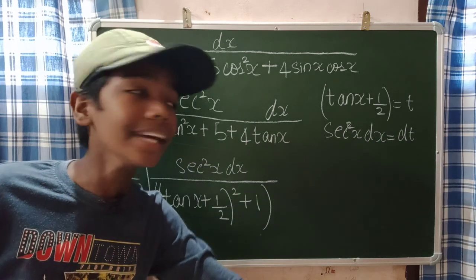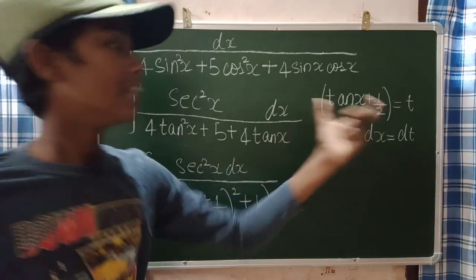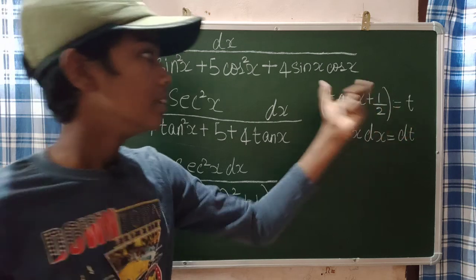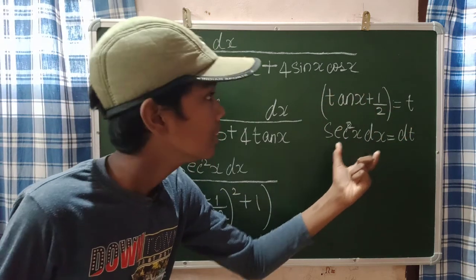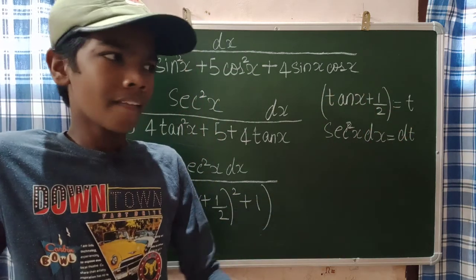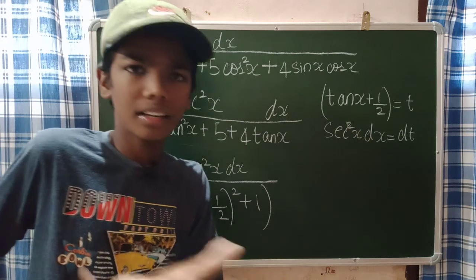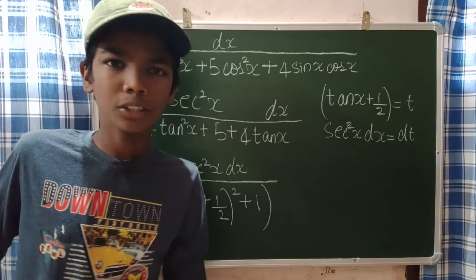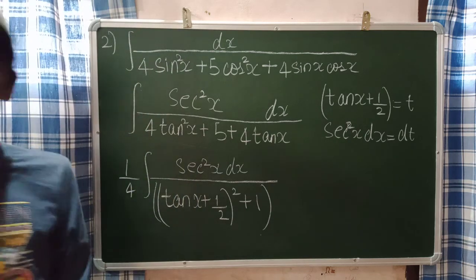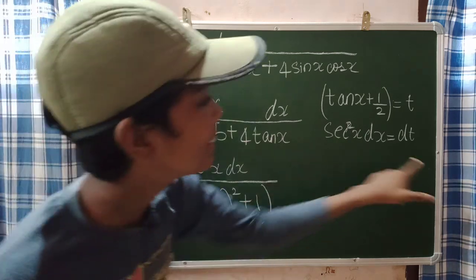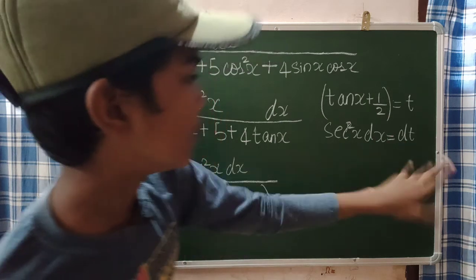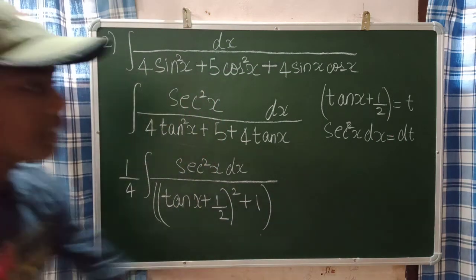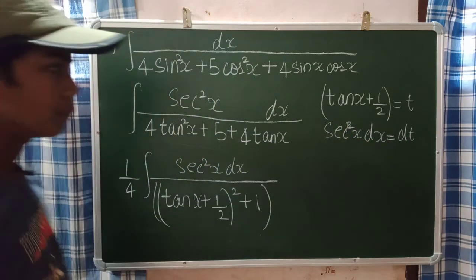What is your dt? The differentiation of t. The differentiation of your tan x plus 1 by 2. Differentiation of tan x is secant square x. Differentiation of 1 by 2 is 0, because differentiation of any constant is 0, as derivative of k is 0. These are all things which you guys learned even in physics. So I can write this dt as secant square x dx, because dt is a differentiation of this value.